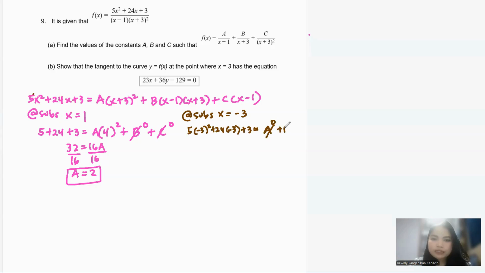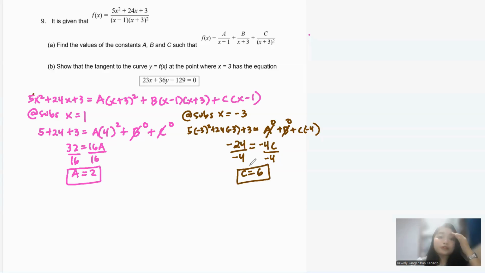Your B will be cancelled as well, but you have a remaining C there, which will be negative 3 minus 1, so negative 4, yeah? On the left side, I will have negative 24 is equal to negative 4C. Divide both sides by negative 4, then your C will be positive 6. Okay, actually, you can have another substitution here: x is equal to 0.